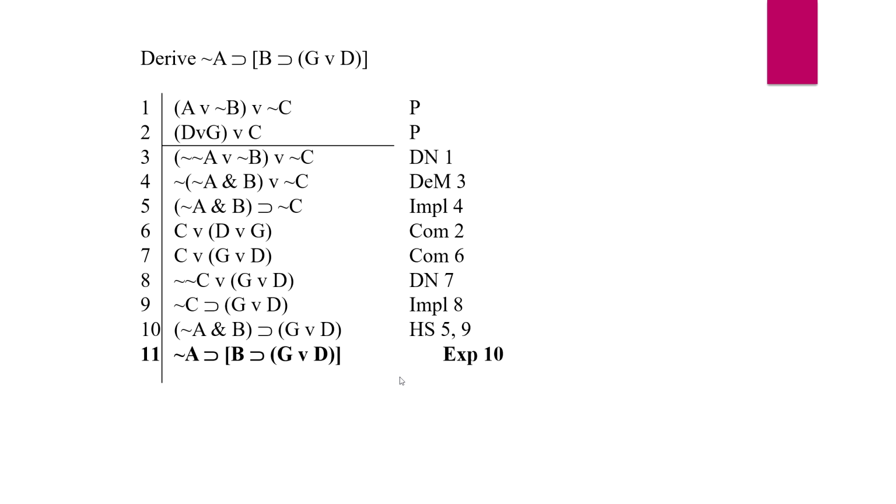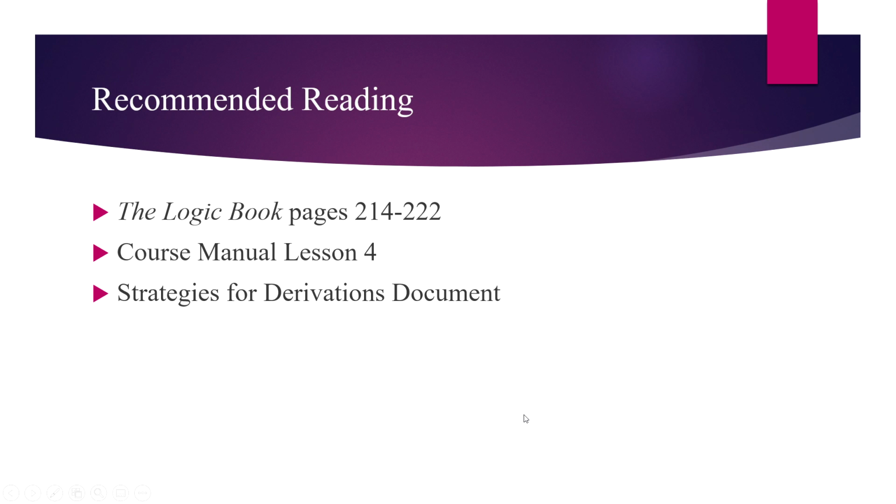I'm not sure this problem was as clear to you as I was hoping to make it, but I did want you to see, especially with using commutation, that you have to take these one step at a time and that you can use multiple of these rules. The textbook also goes over this problem. So if you have any concerns or this explanation was unclear, which I feel like it might have been, I do recommend you go do that reading in the logic book. The logic book goes over these rules from page 214 to page 222. They're also mentioned in course manual lesson 4, and the strategies for derivation document I will always be recommending to you while we're working on derivations.